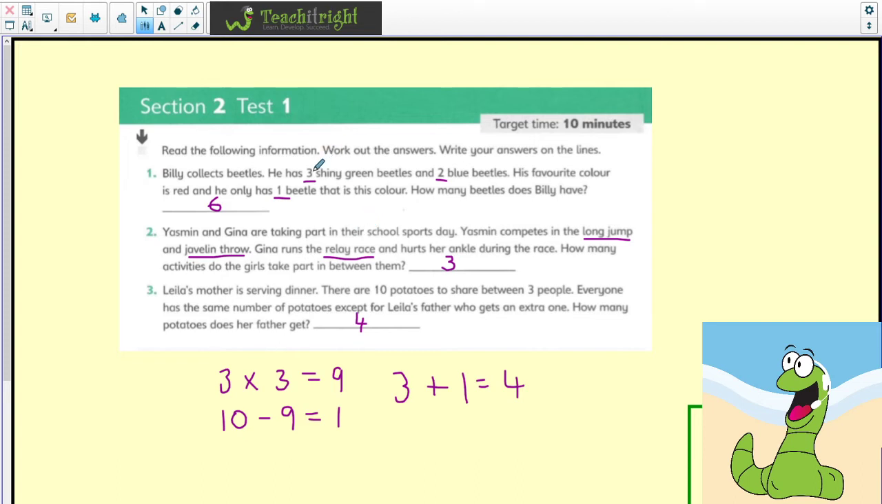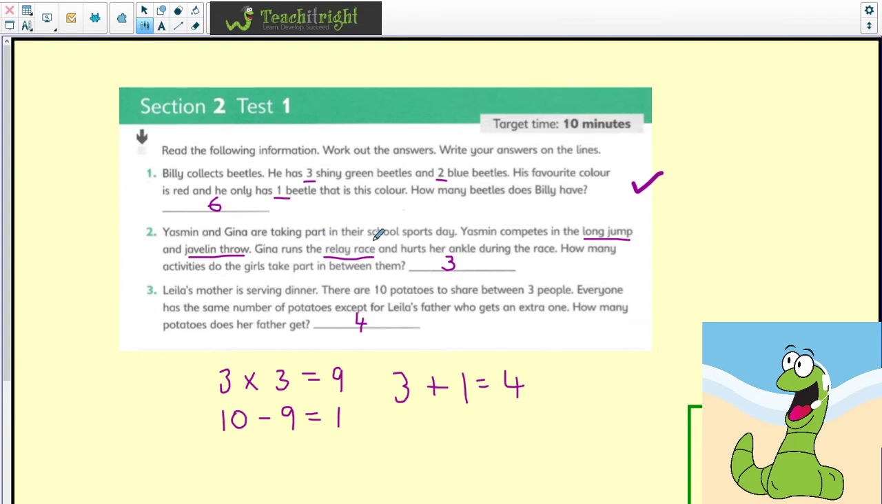So we know he's got 3 shiny green ones. He's got 2 blue beetles. We mustn't forget about the 1 beetle that he has. That is his favourite colour of red. So if we add them all up, we get 6. So just being logical, I do underline the numbers because that sometimes helps me as well.